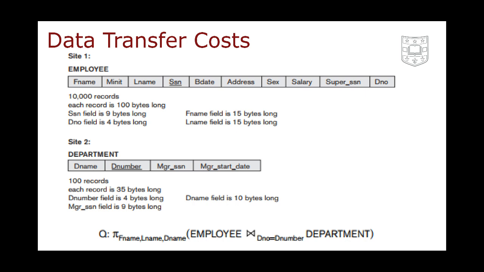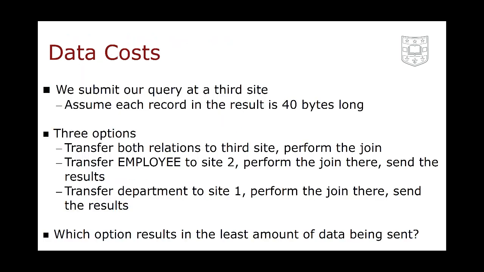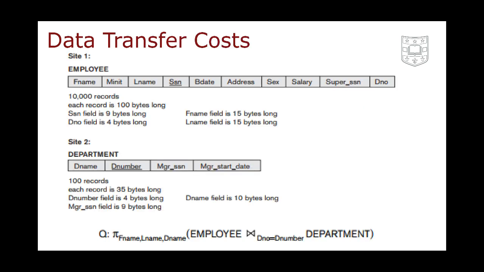So I want to grab the first name, the last name, the department name from employees, join departments. Okay? What I haven't told you yet is where this query is coming from. So I have these two sites here. One has the employees table, one has the departments table. I'm submitting the query at a third location. So I've got 3 locations here in total, site 1 and site 2 that contain my actual data, and site 3, which is just somewhere else.